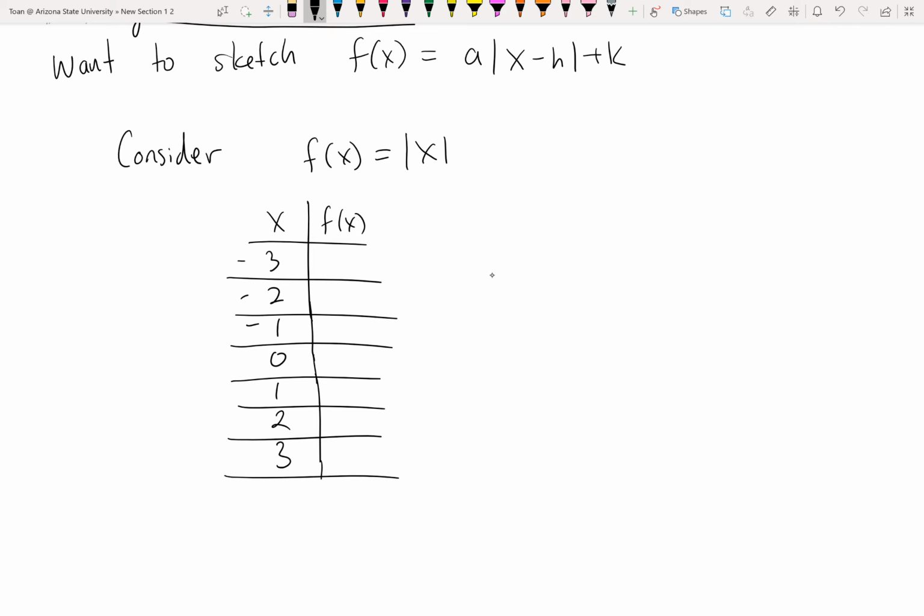Now, hopefully we all know what to do. Just take these x values and plug them into the function. I hope we all know what an absolute value does. An absolute value makes things positive. So if I plug in x equals -3, I get out a positive 3. Plug in x equals -2, I get out a positive 2. Plug in a -1, get out a 1, then 0, 1, 2, 3. So let's go ahead and plot this guy and see what he looks like.